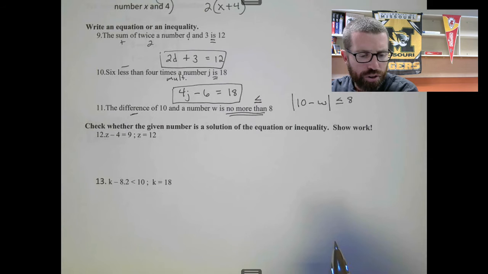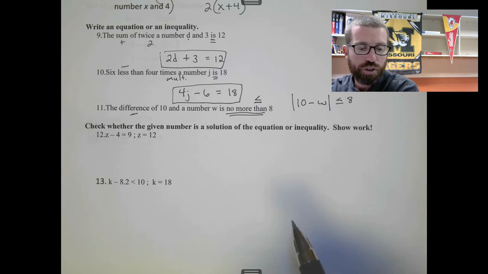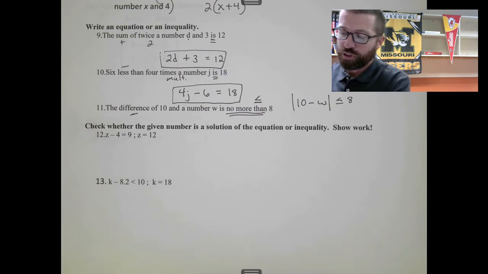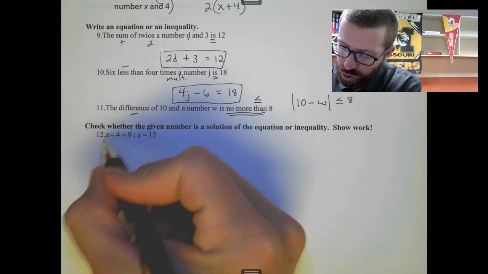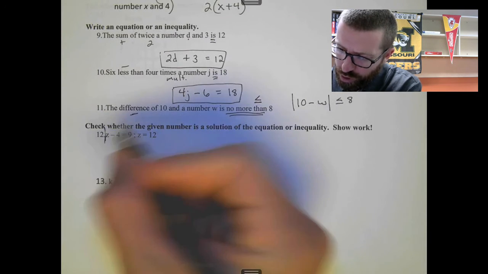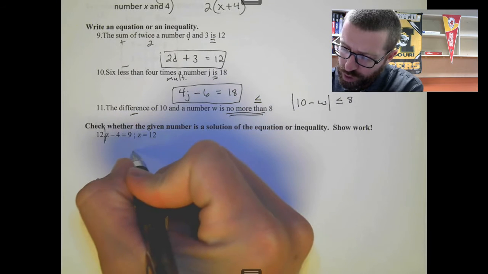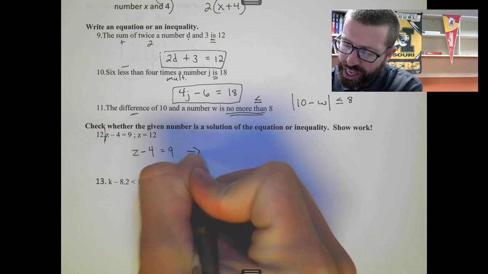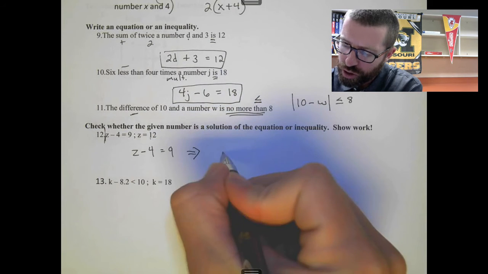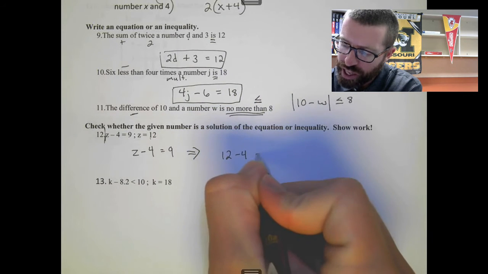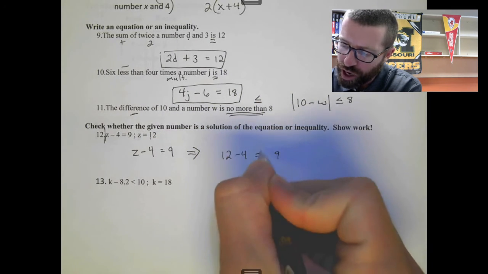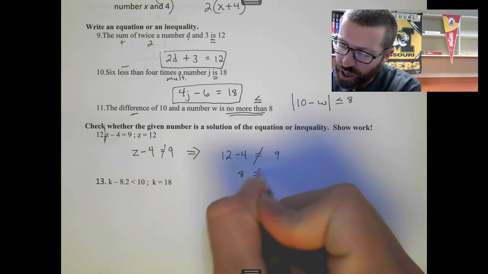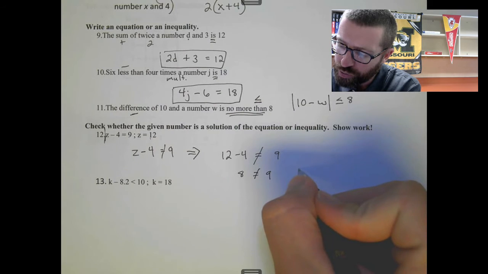Okay, the next one, we want to check whether the given number is a solution of the equation or inequality. So to check, you're going to see if it makes this equation true. That 12 is part of the number. But z minus 4 is equal to 9, and you're going to plug in 12 for z. So 12 minus 4, is that equal to 9? And it is not. So we say these are not equal, because this is equal to 8. 8 is not equal to 9. So this is not a solution.